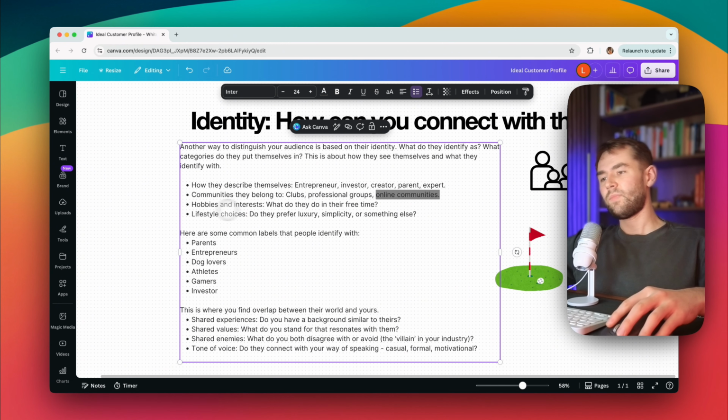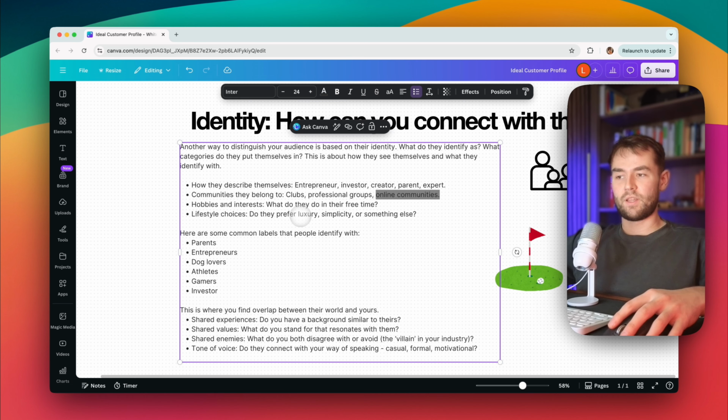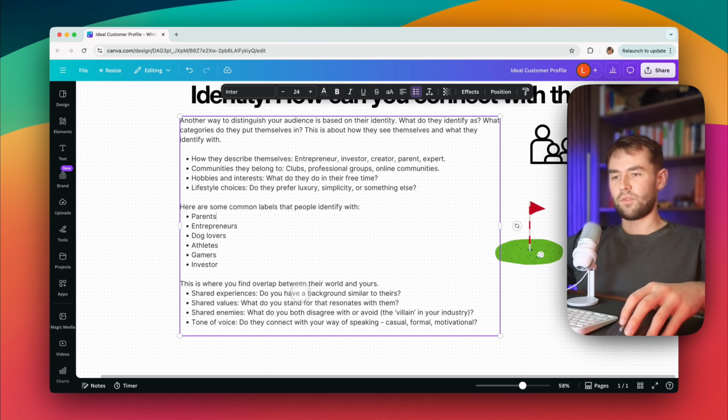And then lifestyle choices. Some people identify with living a simple life and being a minimalist. Some people like luxury and, you know, Lamborghinis and jets and yachts and things like that. So what can we think about with our ideal audience that's going to help us resonate with them? Here are some common labels that people identify with. So you've got parents, entrepreneurs, dog lovers, athletes, gamers, all that sort of thing.